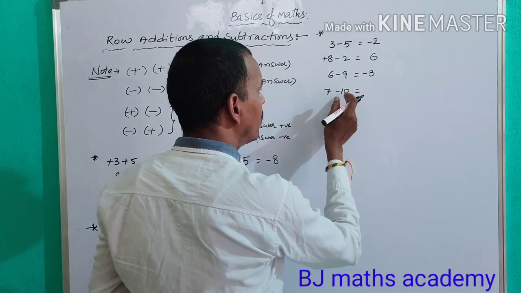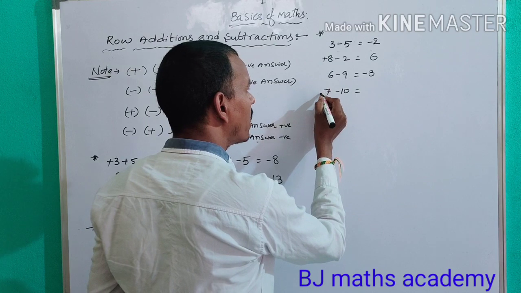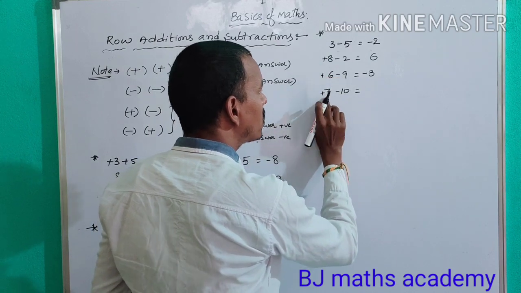Now 7 minus 10. So one is positive, one is negative. There is no sign, that means plus. It is plus like that. So 7 minus 10.